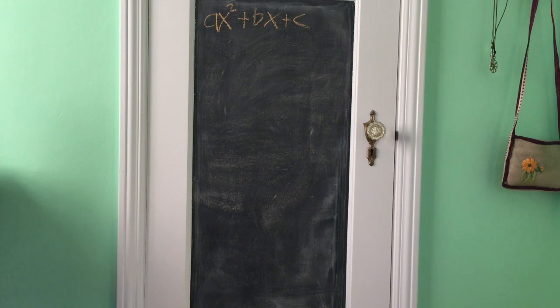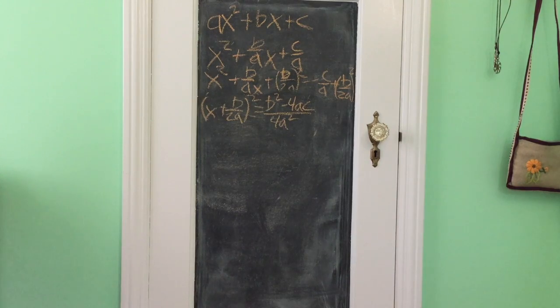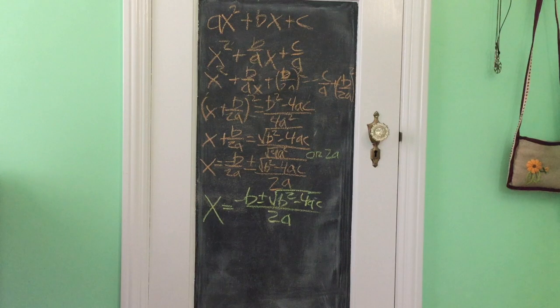There are two ways to get the quadratic formula. One is by completing the square. First, you start as before with ax squared plus bx plus c. First, you divide everything by a. Then take half of b squared and subtract c over a. Then you can turn the left side of the equation into a perfect square trinomial. Then you can square root both sides. Finally, subtract b over 2a from both sides. You can simplify the equation from there to get the quadratic formula.